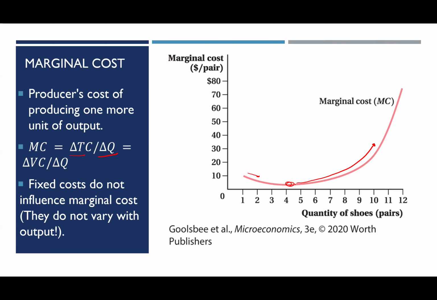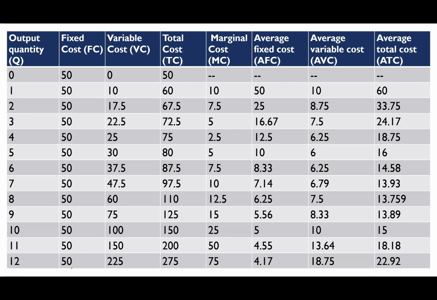And one thing to keep in mind, right? Learn this, love it, live it. Fixed costs are not going to impact marginal costs. So they're just going to reflect how output is changing, how variable costs are changing with output in essence, right? And so that's what you should see here again, right? We see that slight U shape in our marginal cost values, and we see it tracking variable costs.